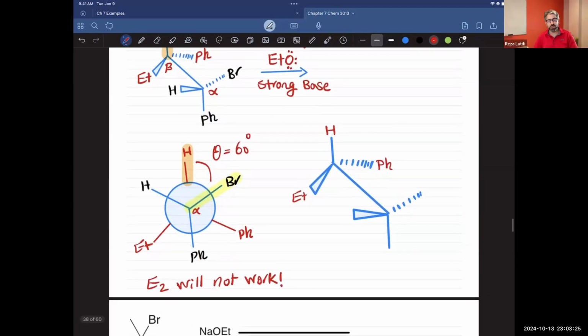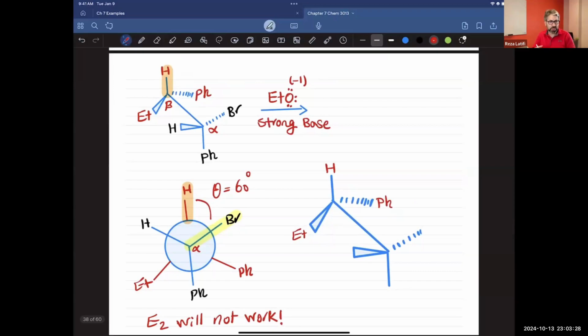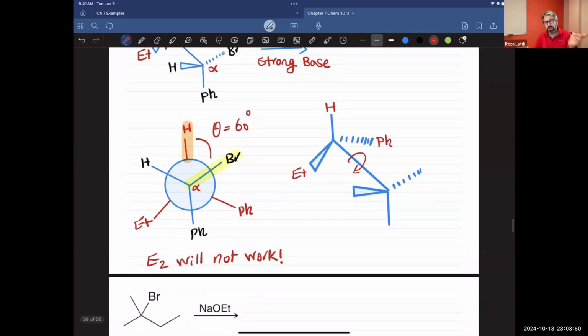So what do I need to do? In order to get an elimination product, we need to have rotation. And you can rotate either the back carbon or the front one. Remember, the molecule all the time will have rotation around a single bond. This is a single bond of carbon, so it can have rotation. There's nothing wrong with it. It will keep rotating around that single bond until we get the bromide in anti-position to hydrogen.